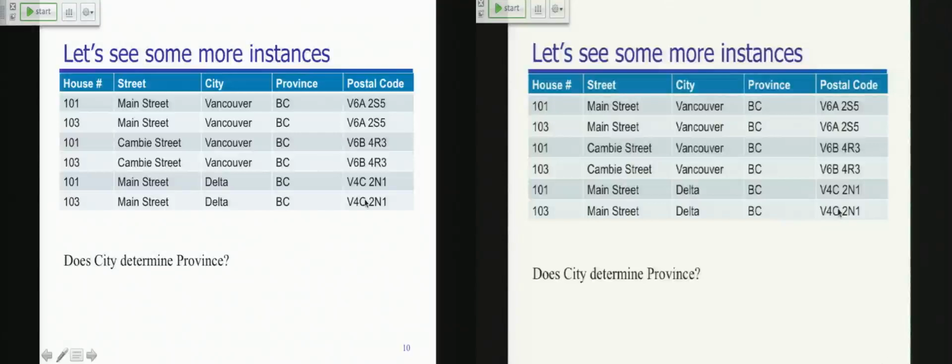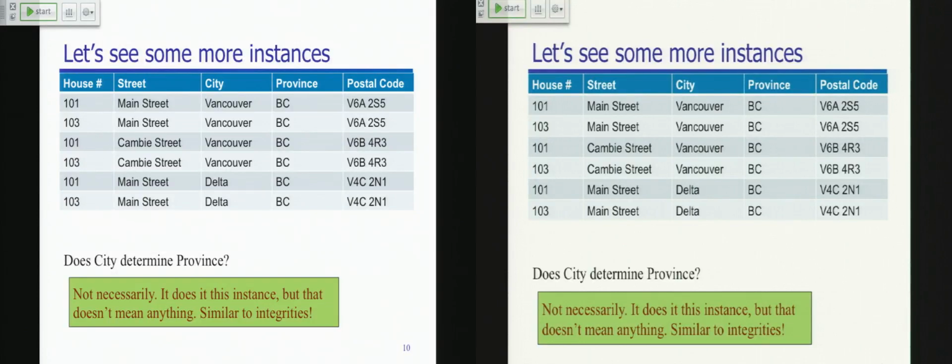So, what we had as a rule was that if they have the same value on the X part, they should have the same value on the Y part. And it seems to be true here. So whenever I have the same city, I have the same province. Okay, so this functional dependency does hold for this instance. However, for a functional dependency to be true, it doesn't need to be true just for one instance. But similar to how the integrities were working, it has to be true in all possible instances out there.